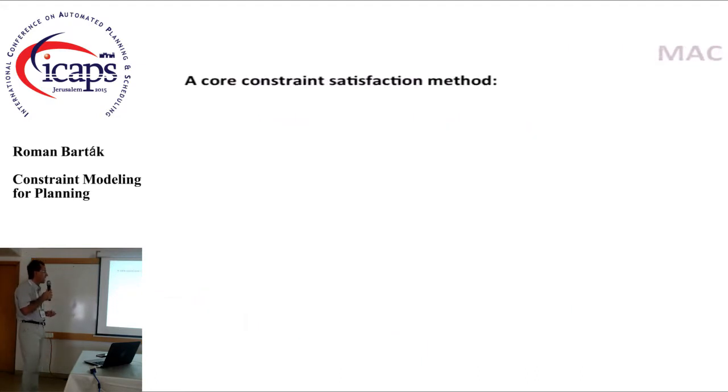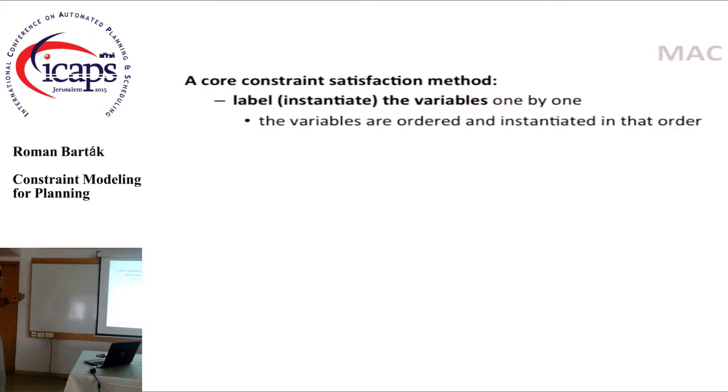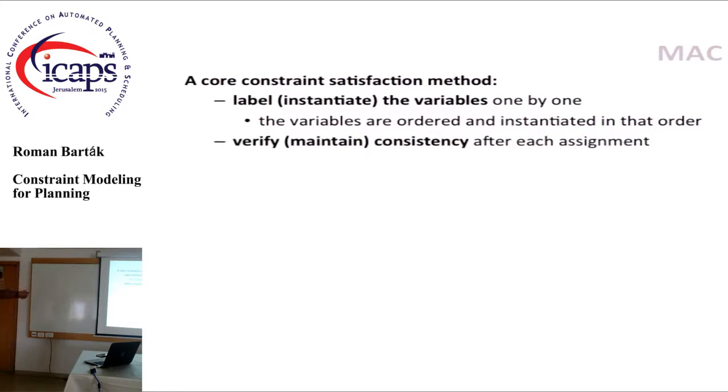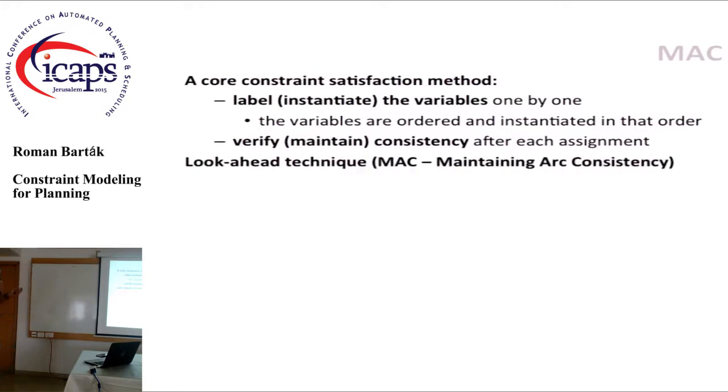More formally, when we are solving CSPs, the constraint solving method is based on a combination of search, which is sometimes called labeling, because we are instantiating the variables one by one, meaning that the variables are somehow ordered, and we are selecting the values from the domains in some specific order. I will mention some heuristics for these orders in a minute. And then after each instantiation of each variable, we verify the constraints. By verifying, I mean that we can also prune values from the domains of future variables. This is called MAC, maintaining arc consistency, or a look-ahead technique.